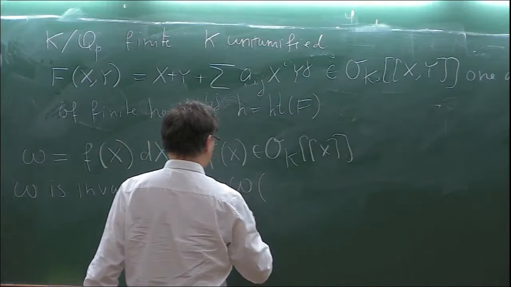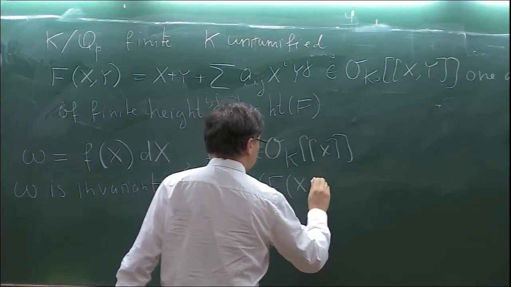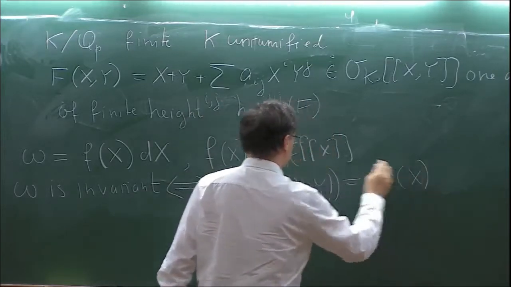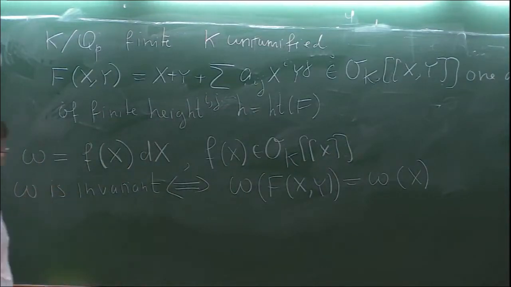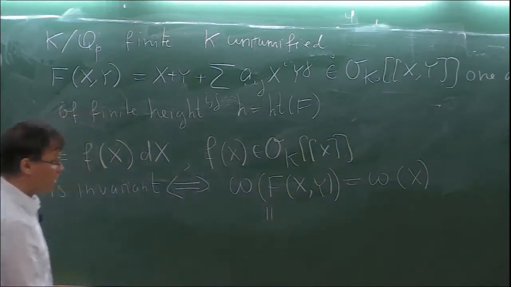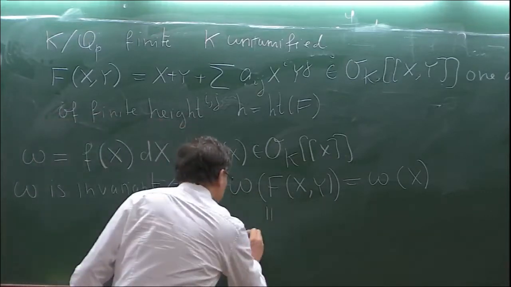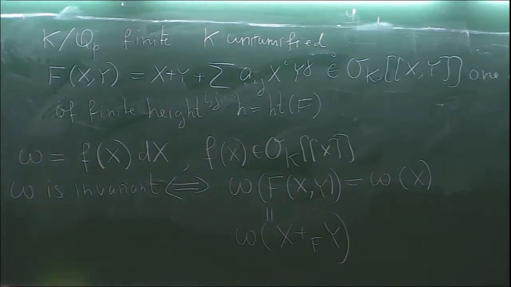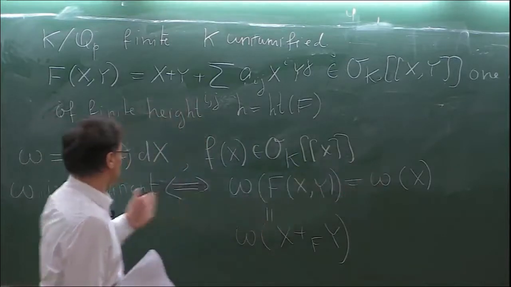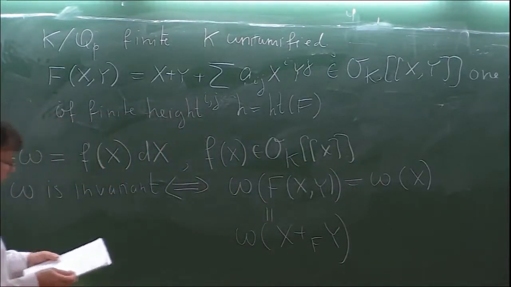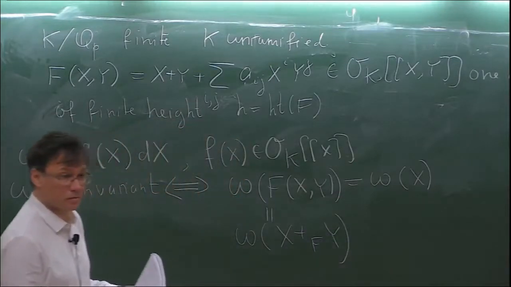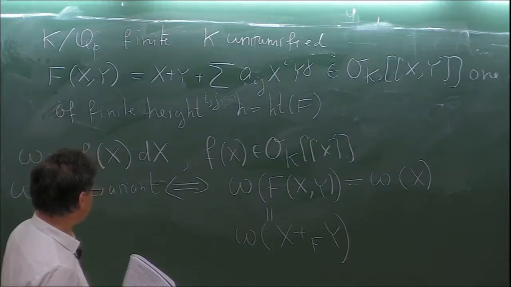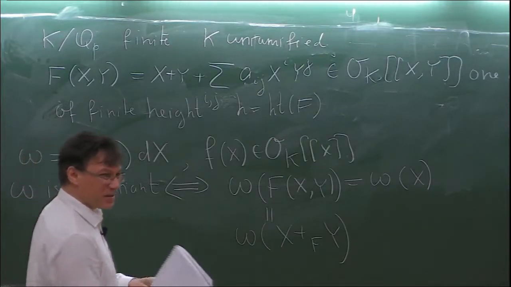the natural property that omega of F(x, y) is equal to omega of x. So if we consider F as the addition law, we can write this property in this form. So this is really the condition of invariance of a form. But consider why it's scalar. Sorry? If you consider why it's scalar. Variable. Yes. But okay.